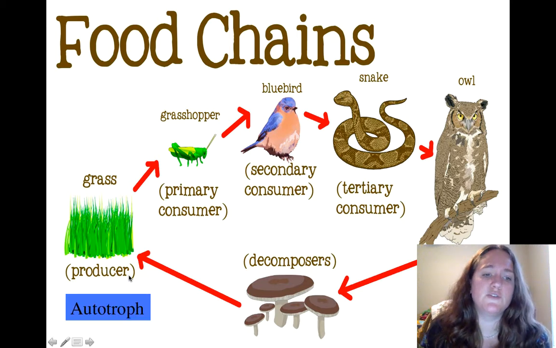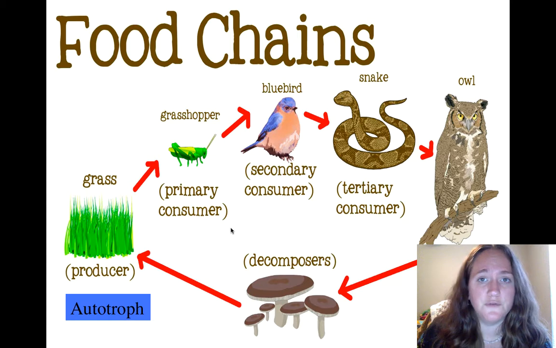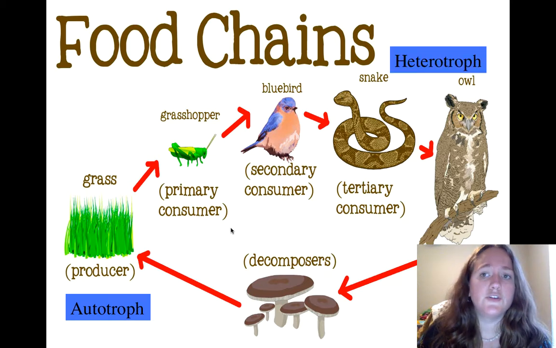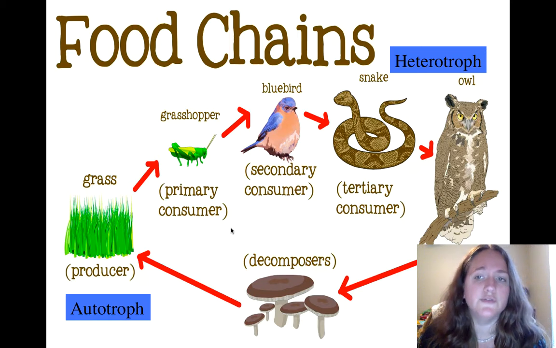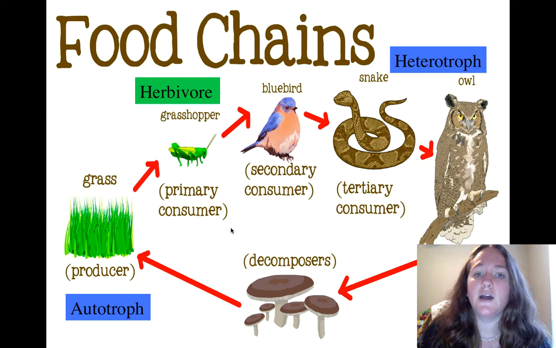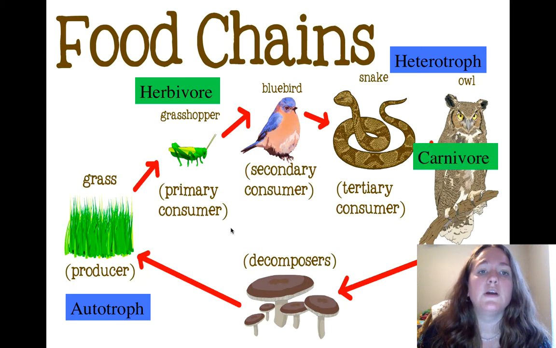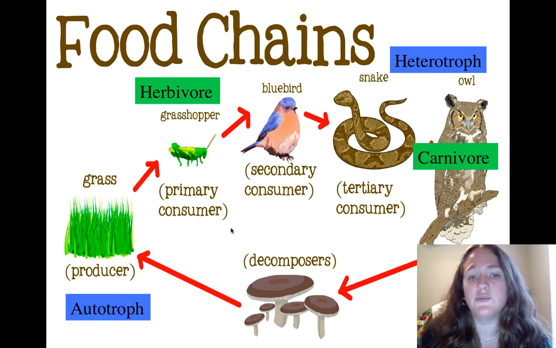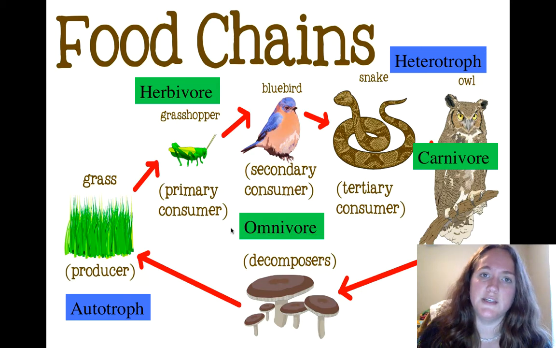So a couple of terms you should be aware of. Autotroph is the same thing as a producer. Auto means self, so you are making your own food. A heterotroph is someone who cannot make their own food, so they are relying on the autotrophs to get that food. Then we have a couple of terms. We have herbivore, those are things that only eat plants. We have carnivore, things that only eat animals. And we have an omnivore, things that eat both.